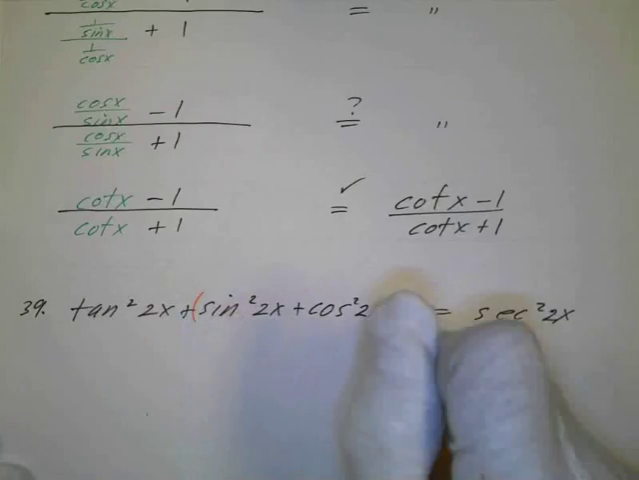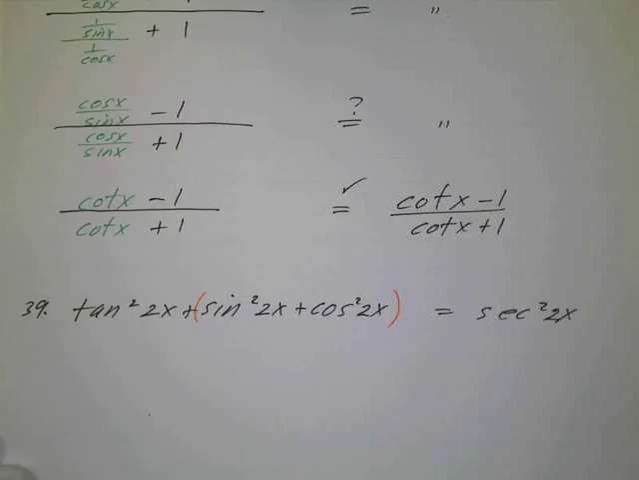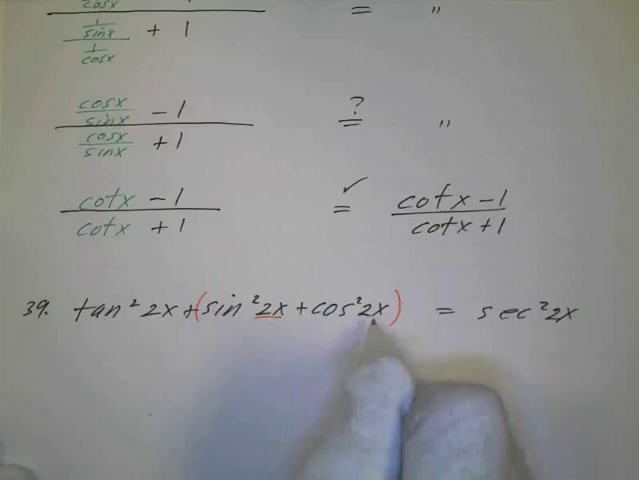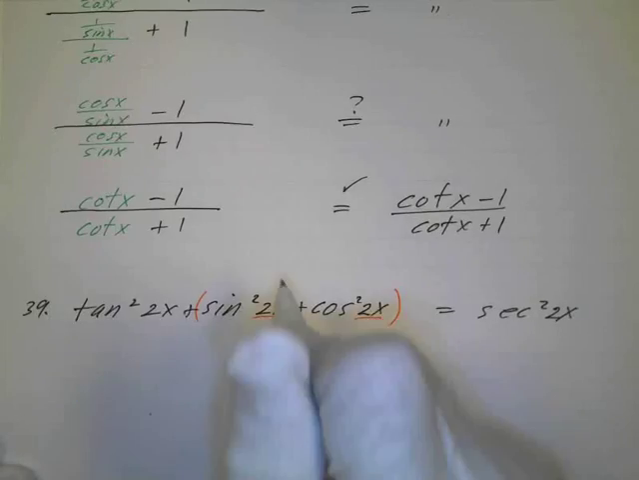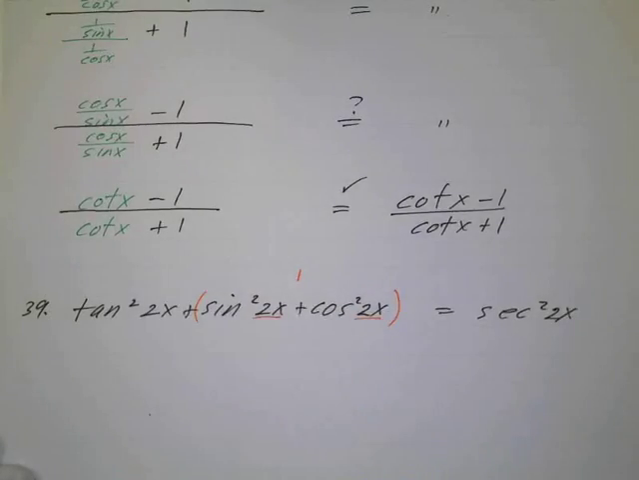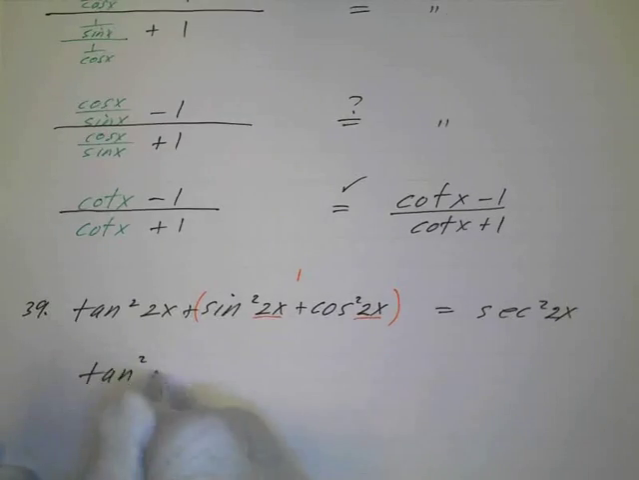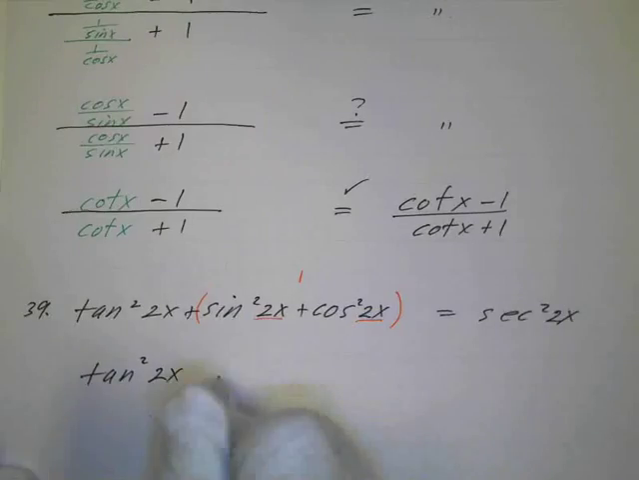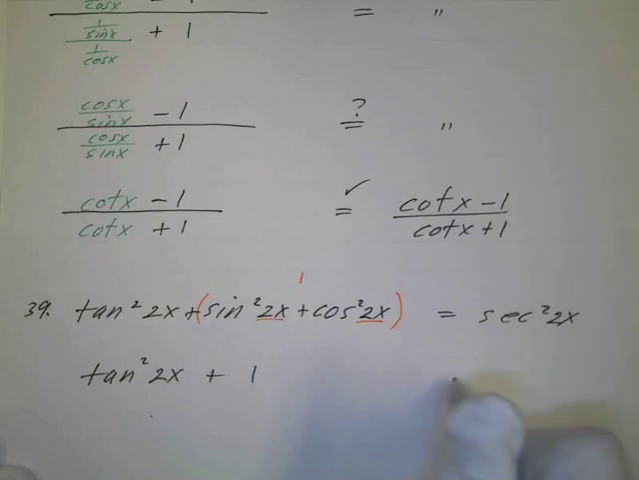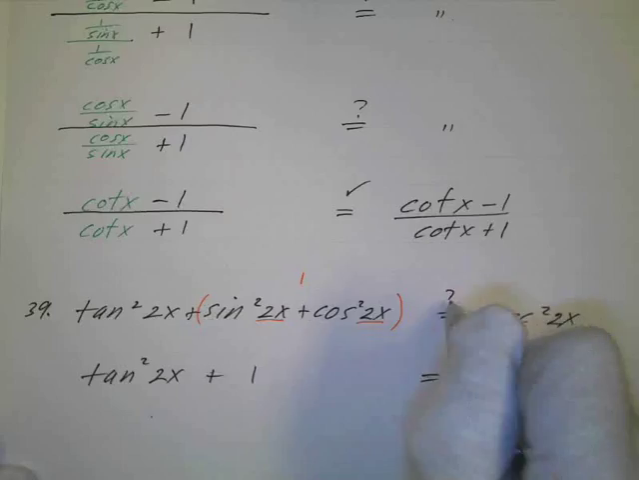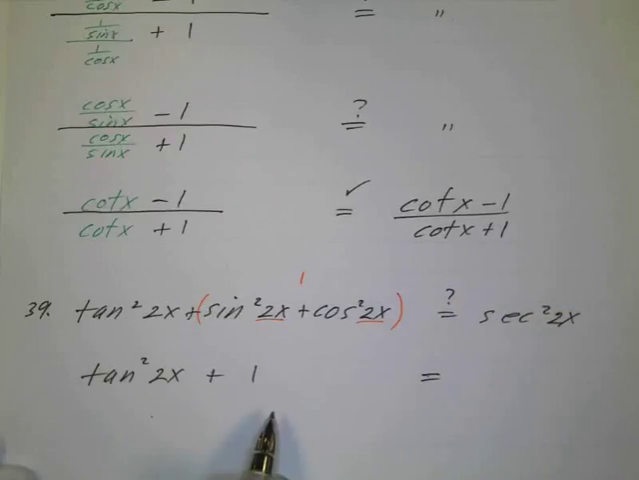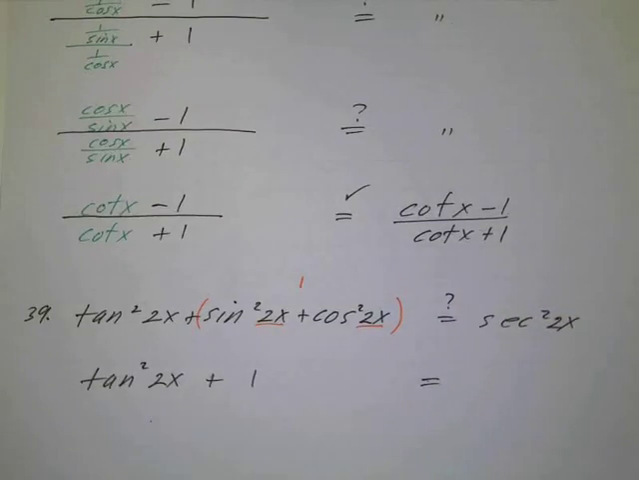And remember, what is this? That's our good old friend, isn't it? That's our Pythagorean identity. It's even if it's 2x, 3x, 4x, as long as these are the same, the sine squared of something plus the cosine squared of something is always equal to 1. So now I've got the tangent squared of 2x plus 1. Now this is a question mark here, but this is our identity. This is our basic identity.